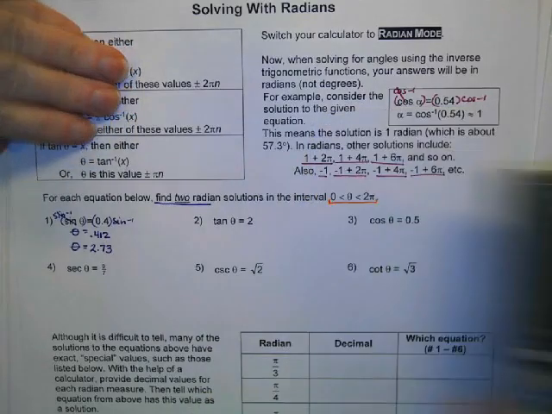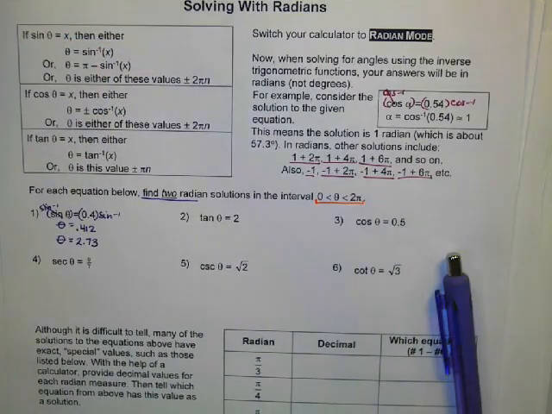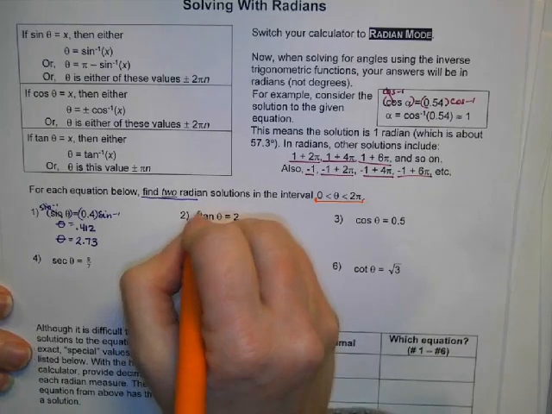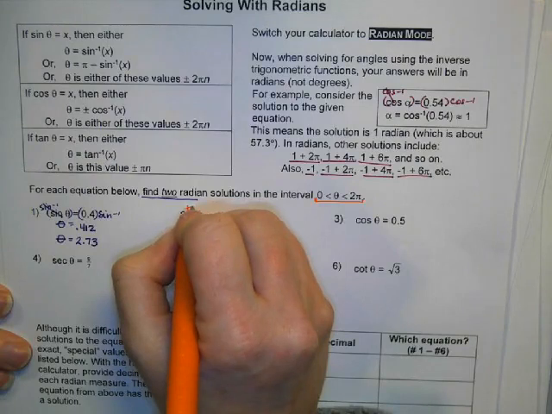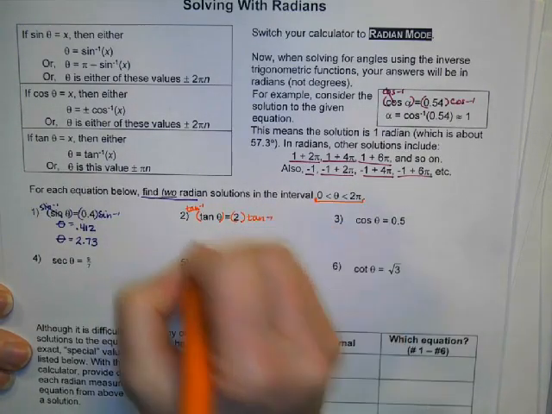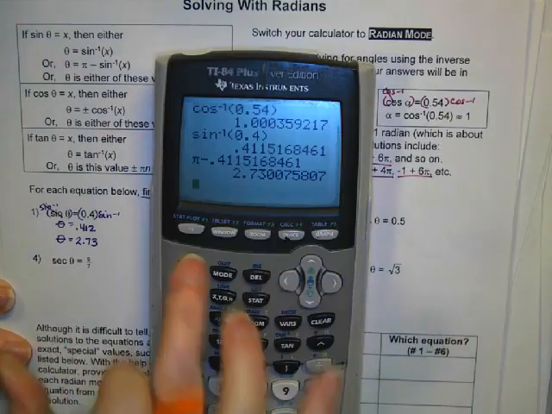But all right, tangent of theta equals 2. So I need to get rid of tan and end up with theta by itself. So I'm going to arc tangent to get rid of tangent, which means I have to arc tangent the other side. Arc tangent of 2.